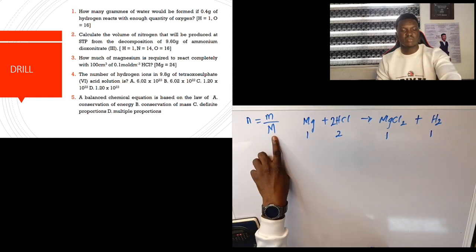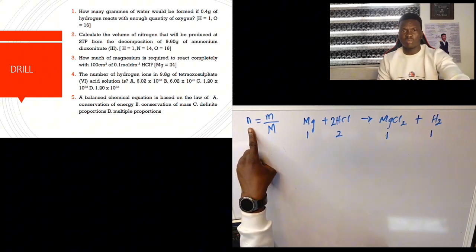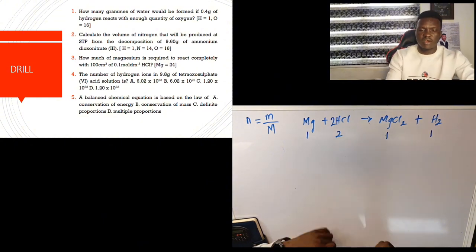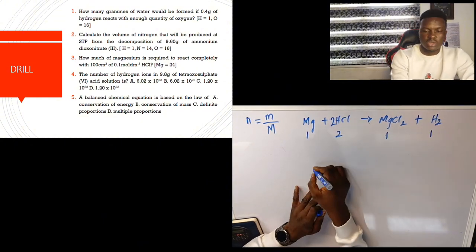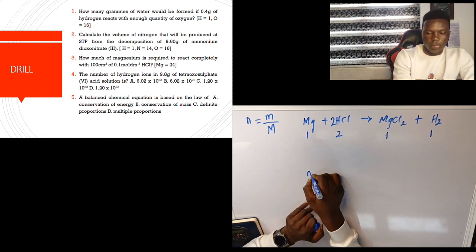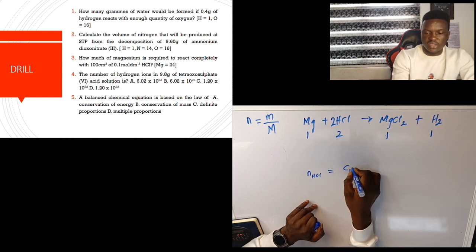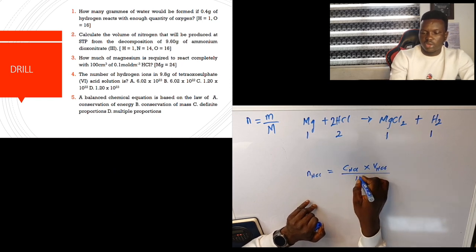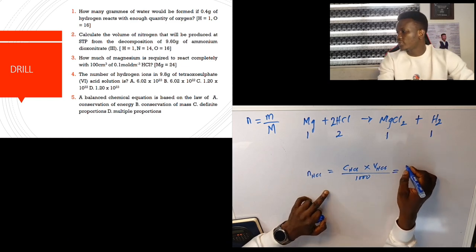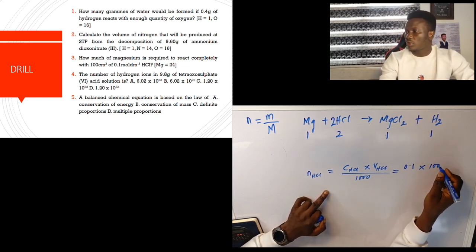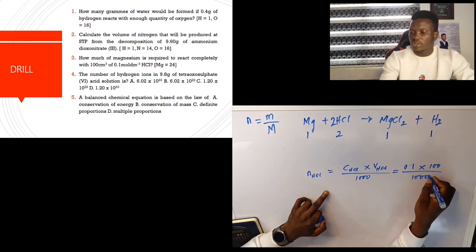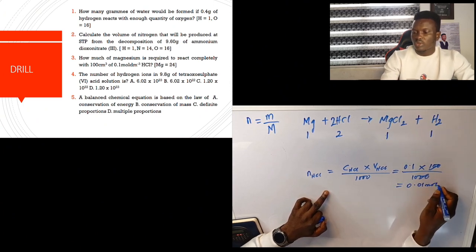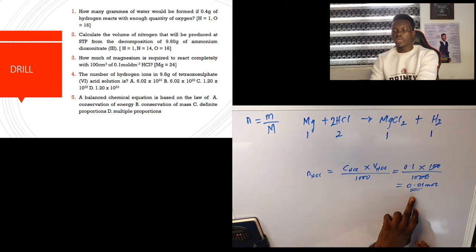I already know the molar mass of magnesium. So I want to get the number of mole of magnesium. That's the next thing. So how do I get the number of mole of magnesium? I will get that from the number of mole of HCl. HCl is my known. So number of mole of HCl is going to be concentration of HCl multiplied by volume of HCl. Since the volume was given in cm cube, we divide by 1000. And concentration of HCl is 0.1 times volume 100 divided by 1000. This and this will go. This is going to be 0.01 mole. So the number of mole of HCl is 0.01 mole.